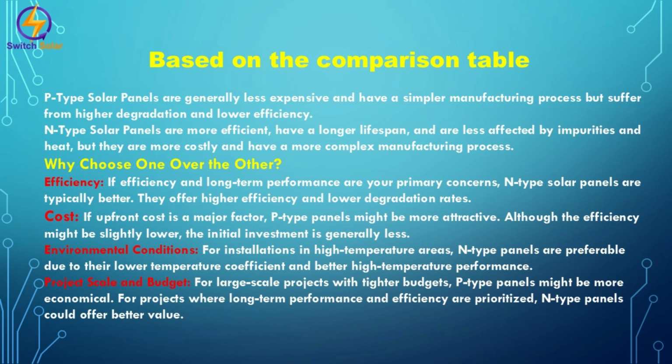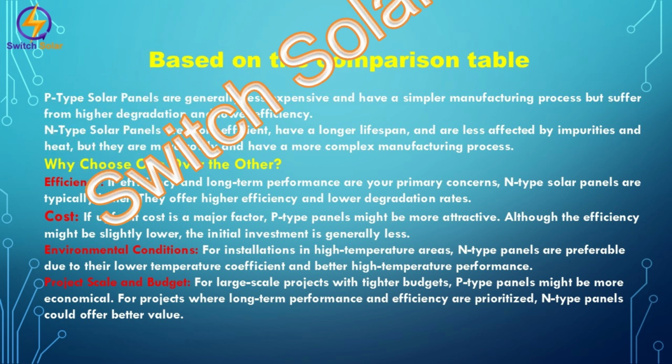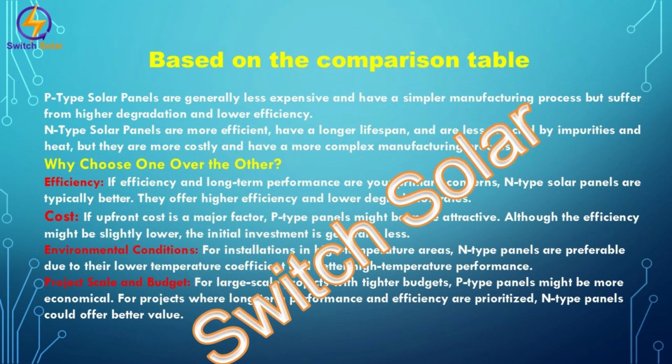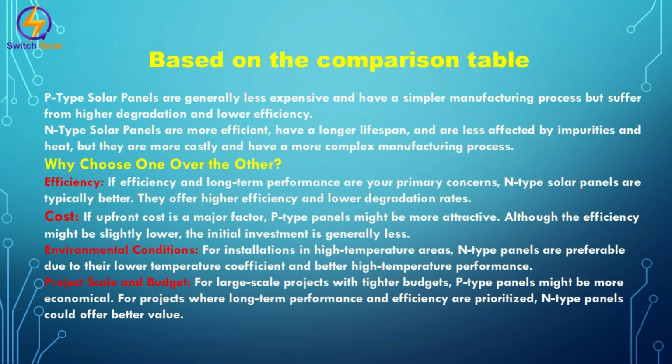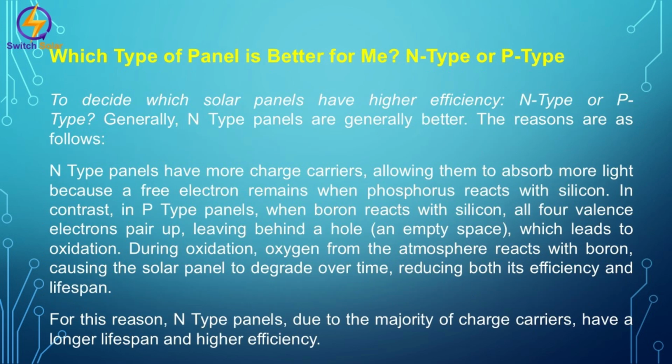Environmental conditions: for installations in high-temperature areas, N-type panels are preferable due to their lower temperature coefficient and better high-temperature performance. Project scale and budget: for large-scale projects with tighter budgets, p-type panels might be more economical. For projects where long-term performance and efficiency are prioritized, N-type panels could offer better value. Which type of panel is better for me?